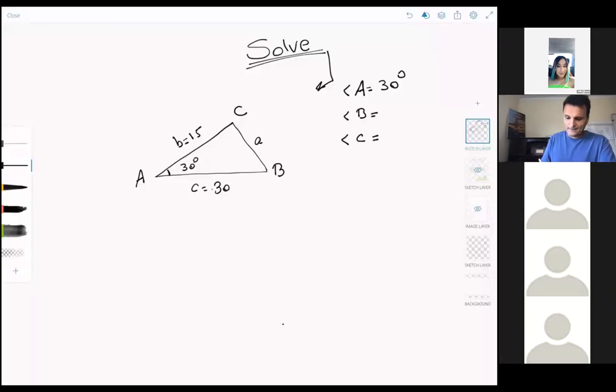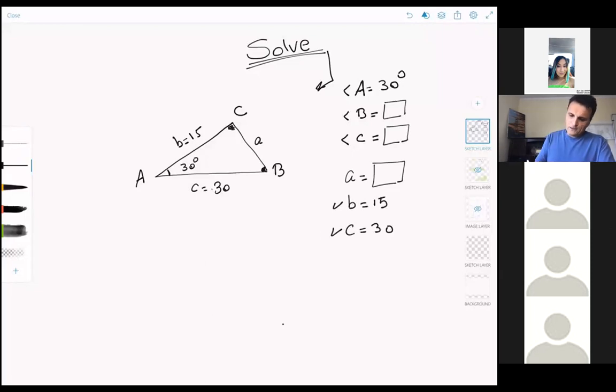The angle of B and C is not given. This is B and that's C. We need to find A, the length of A. The length of B is 15 and the length of C equals 30.